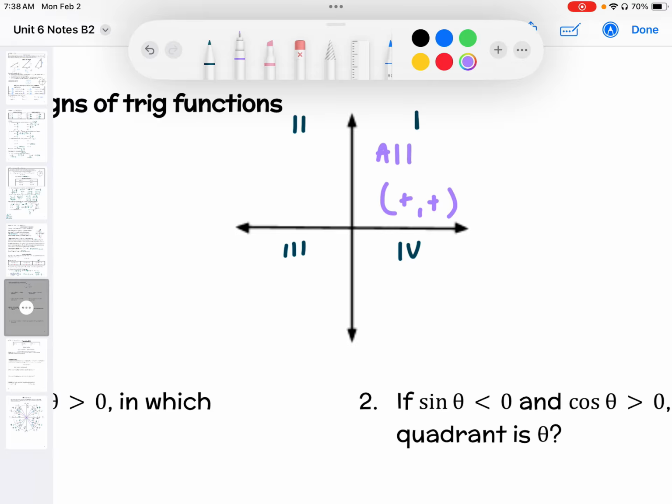In the second quadrant, we have where sine and cosecant are positive, meaning all the other ones are going to be negative. So we have the ordered pair negative, positive.